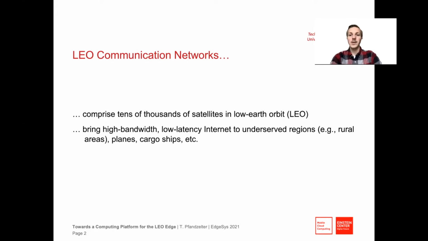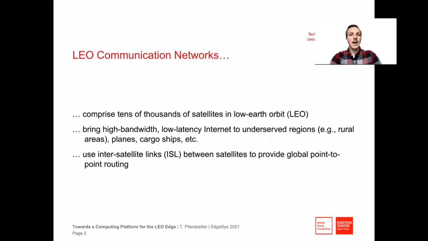So wherever fiber access isn't available, say in rural areas, on planes or cargo ships, small satellite dishes can be installed that connect to these constellations. And even if fiber access is available, satellite internet could still be a better option. That's because satellites have inter-satellite laser links between them. So the constellation provides a global network with point-to-point routes. If two ground stations on opposite sides of the Earth can both access the satellite network, communication between them can even be faster than via terrestrial networks, thanks to a faster light propagation in the vacuum of space.